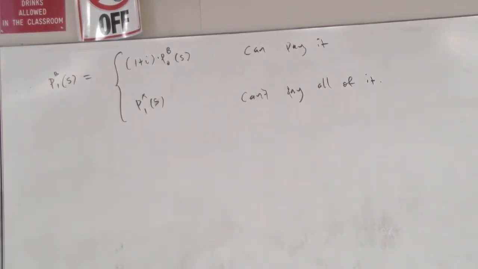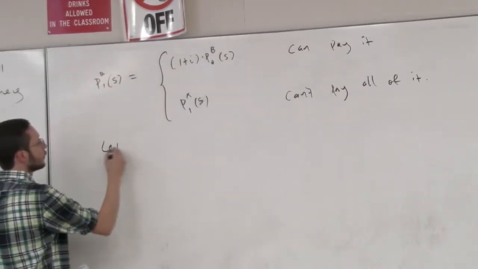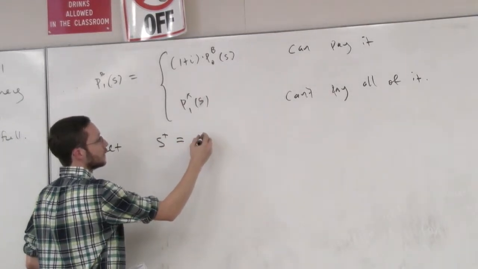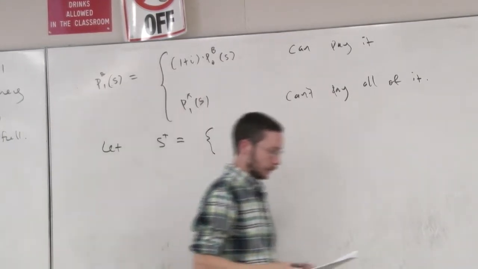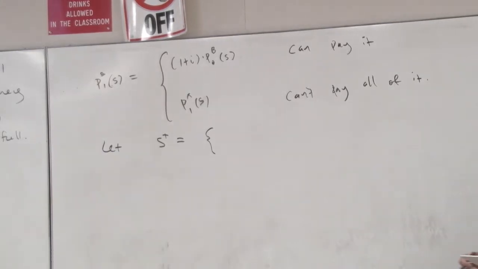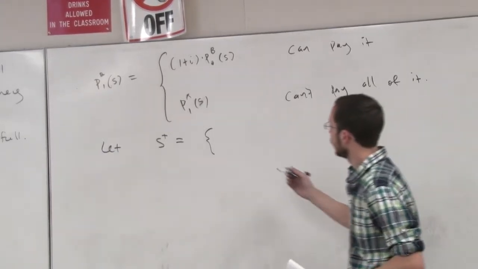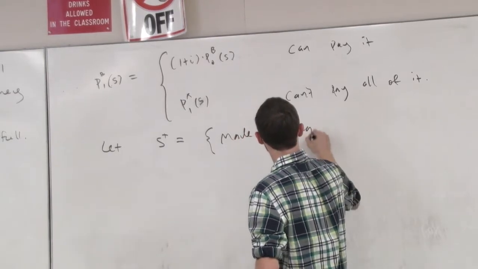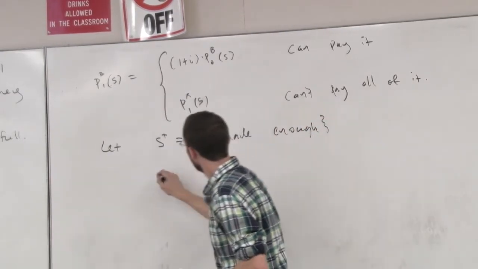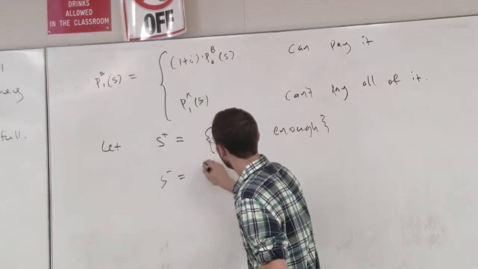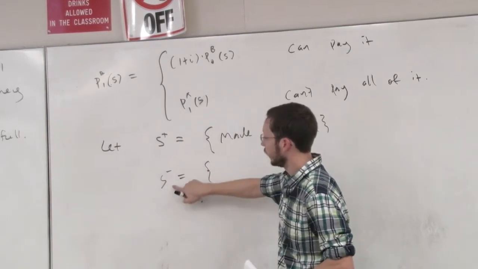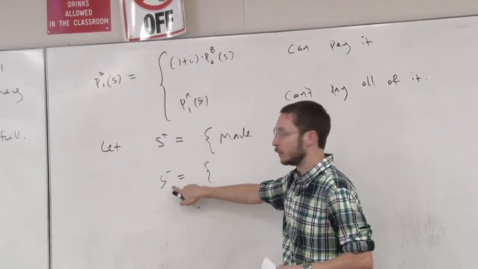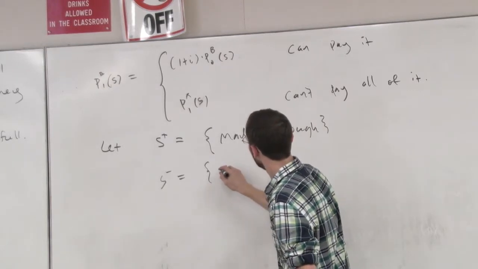And so we're going to let S plus be the set of all instances where they actually make enough money to pay the entire amount due. And we'll let S minus be the set of all outcomes, all states of nature, in which they didn't make enough money to pay everything that was due.